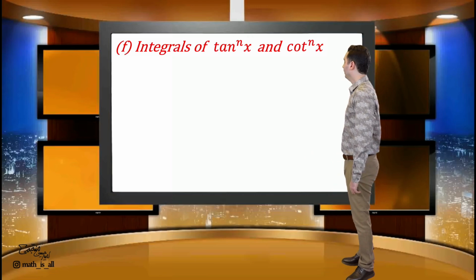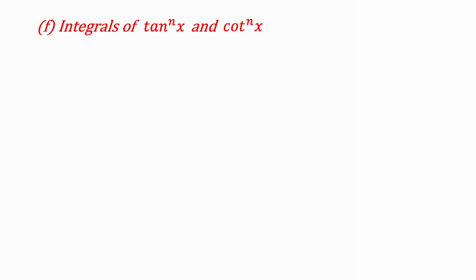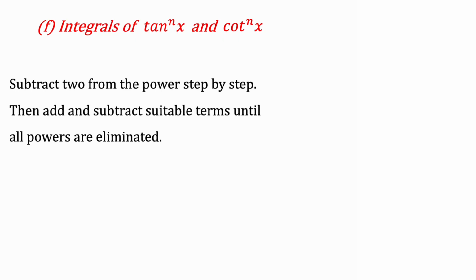All right, moving on to the next type. We still haven't worked with integrals involving tangent and cotangent. So when we want to find integrals involving tangent or cotangent, what's our method? Whatever power you have, subtract 2 from it. Then by adding and subtracting terms strategically, we gradually eliminate all the powers. What does that mean? Let me show you with an example.